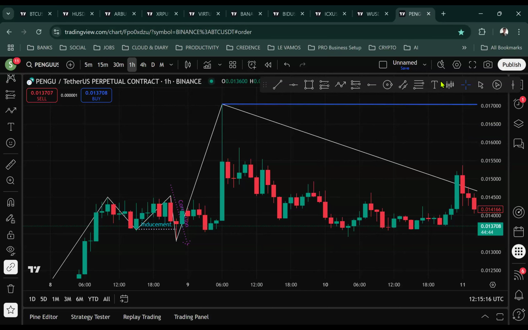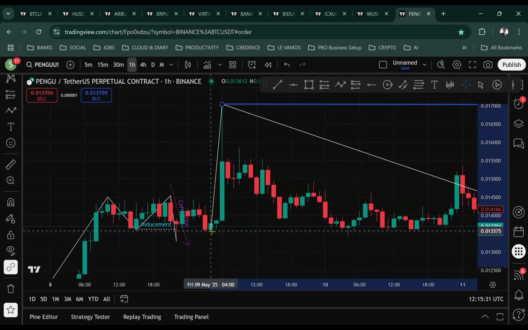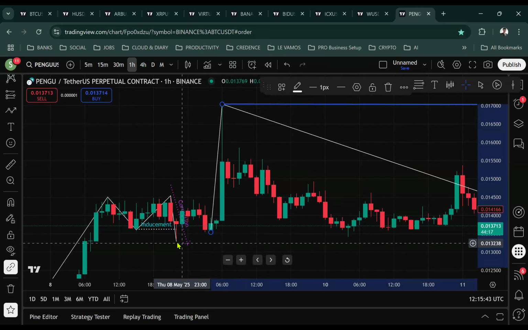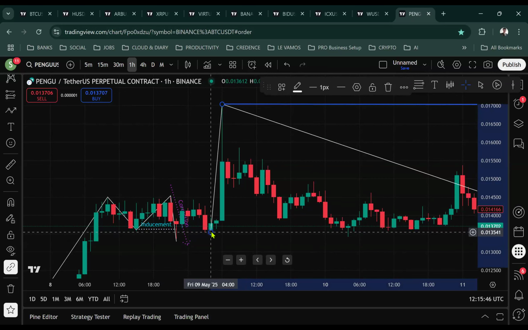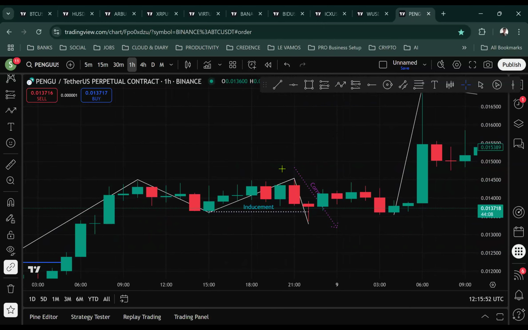So now after the correction, a new impulse is starting. So you're going to draw the impulsive move from there. For example, look, this is the area where the impulse starts from. 1, 2, 3, these impulsive candles. Where the correction ended, that's where the impulse starts from. The correction is ended here, because this is the lowest point. This one.